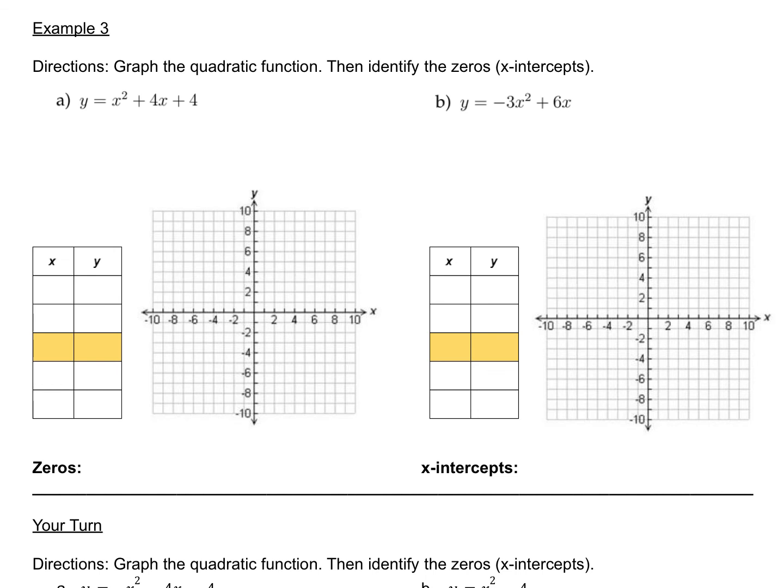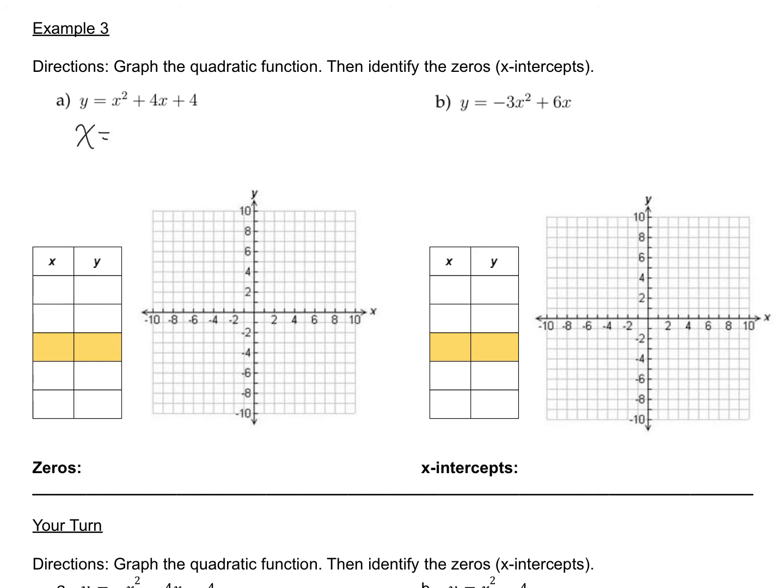All right, let's move on to our last example for today. So just like we did in Objective 2, we're going to graph these quadratics, and then after we graph it, we're actually going to identify the solutions. So now we're taking it one step further. I'm graphing everything on my own, I'm using that table, and then I'm going to look at the graph and see, okay, where are my solutions? So let's get started on example A.